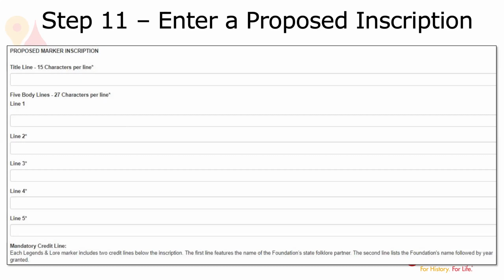Please follow the inscription guidelines and fill out your proposed marker inscription text. Remember, the title line allows for 15 characters, and the 5 lines of body text can have 27 characters each, including spaces and punctuation. Another item to note here is that each Legends and Lore marker includes 2 mandatory credit lines below the inscription. The first line features the name of your folklore partner for your respective state, and the second line lists the Pomeroy Foundation's name, followed by the year granted.